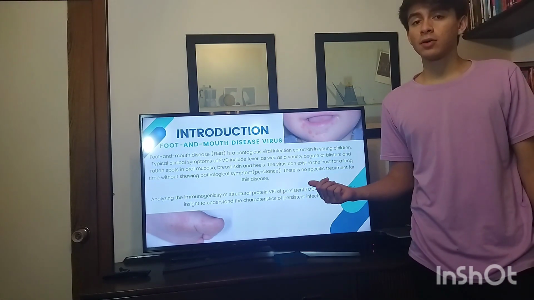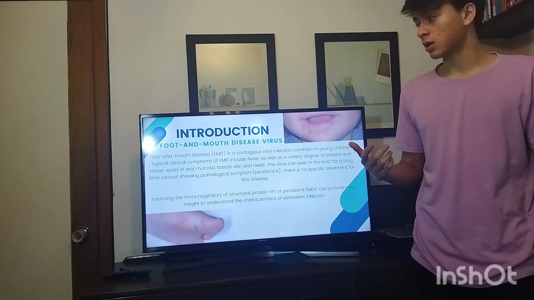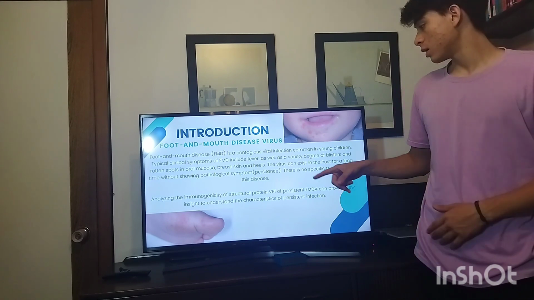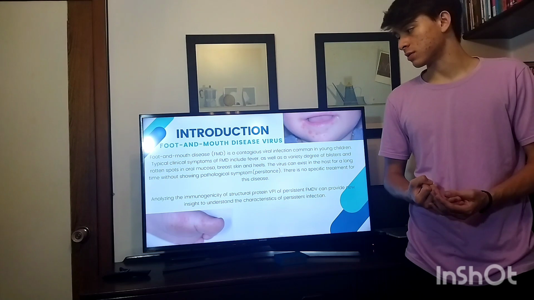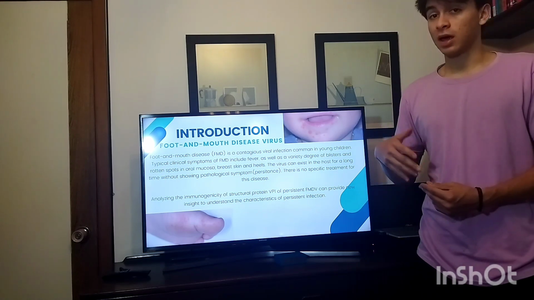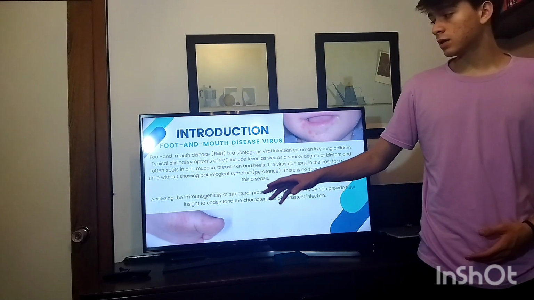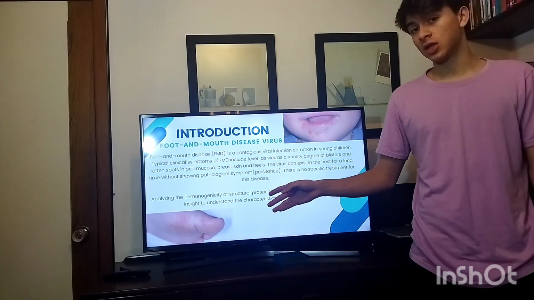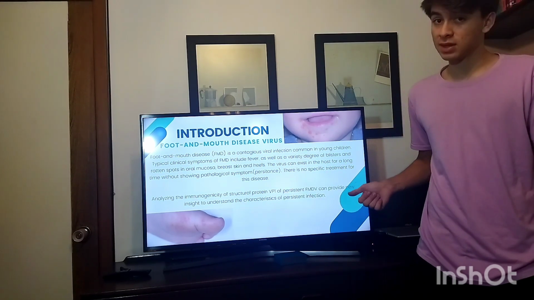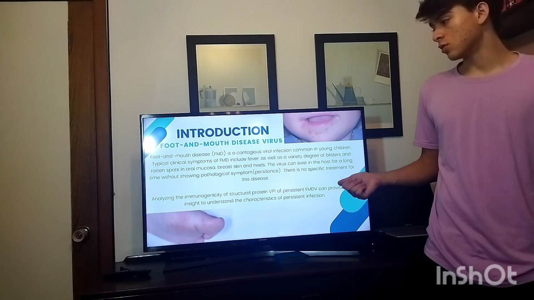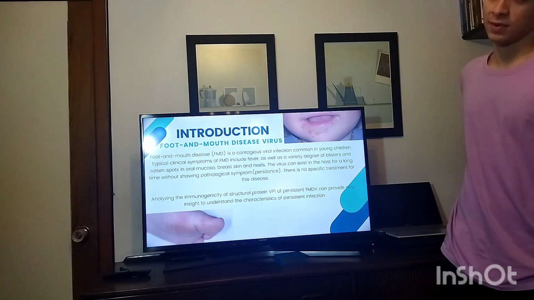The foot and mouth disease virus is a viral infection common in young children. The typical clinical symptoms include fever, varying degrees of blisters, and rodent spots in oral mucosa, breast skins, and heels. There is no specific treatment for this disease. And analyzing the immunogenicity of the structural protein BP1 of persistent FMDV can provide new insight to understand the characteristics of persistent infection.